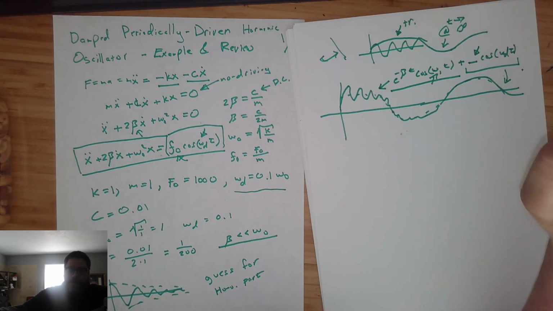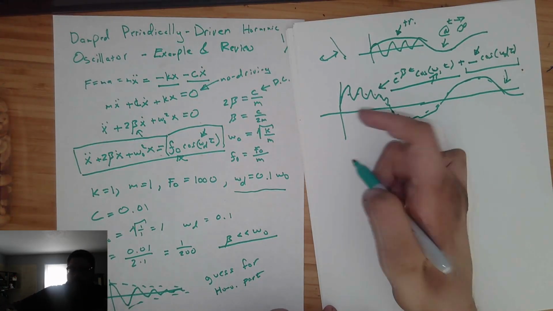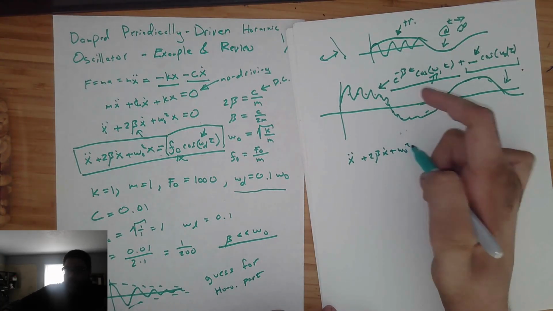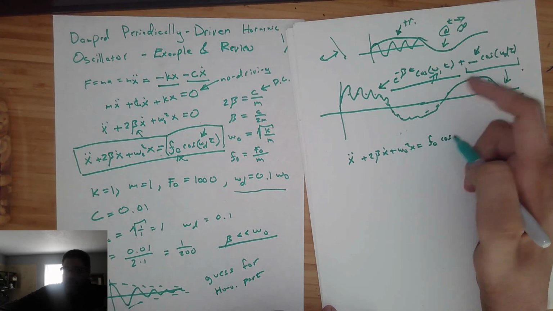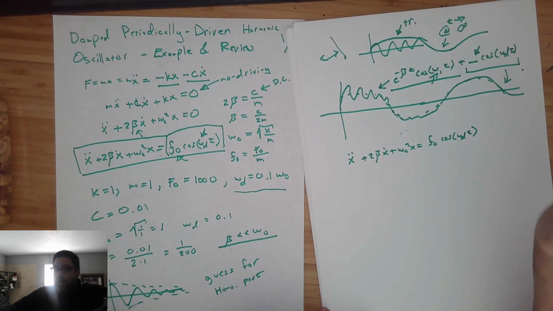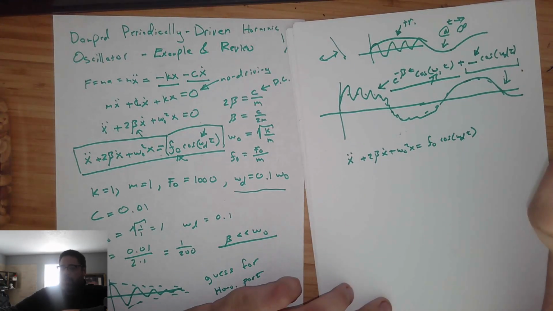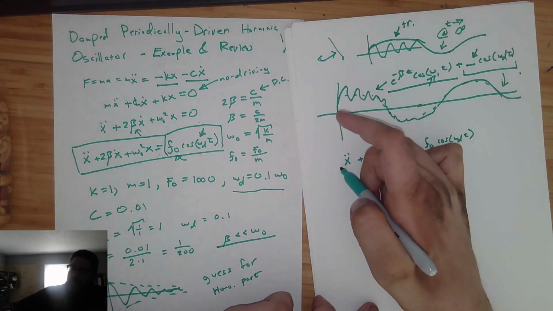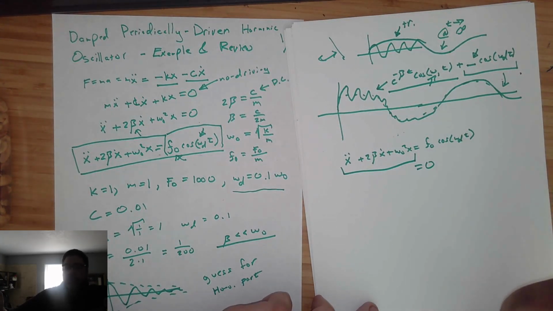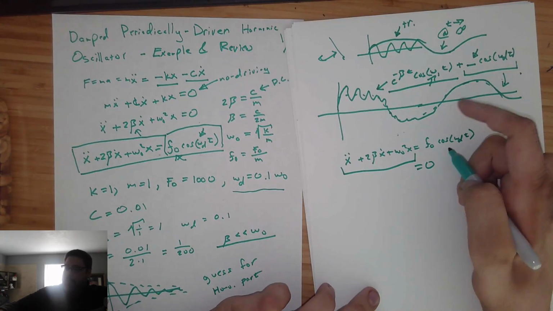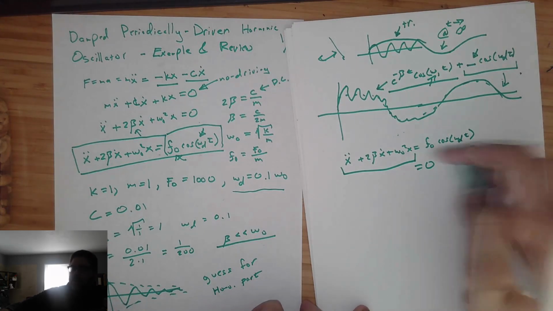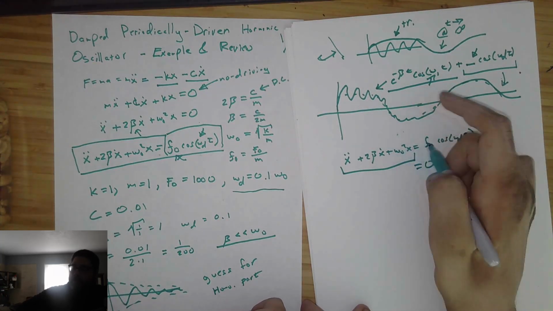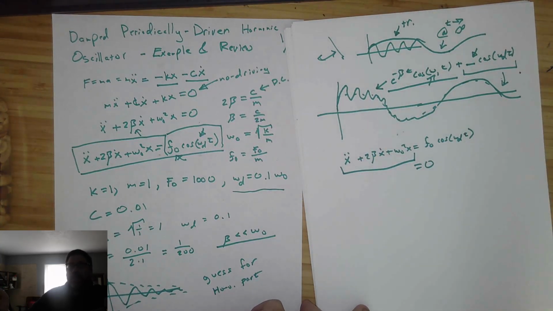Let's get started with what we've been doing here: x double dot plus 2 beta x dot plus omega naught squared x equals f naught cosine omega d t. How do we solve this differential equation? Remember, we split this into two parts. One, we pretend this whole right-hand side equals 0. That's going to give us one solution, and then we'll deal with the extra part. If this is 0, then this is just a constant coefficient second order differential equation.